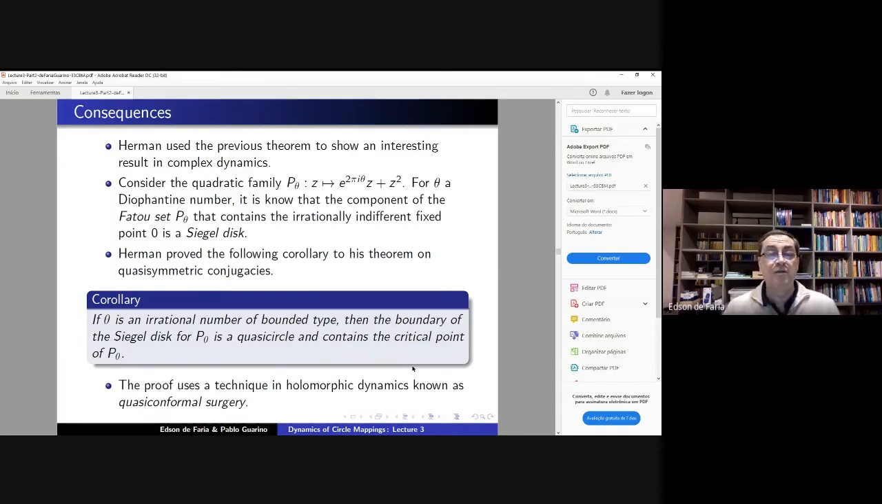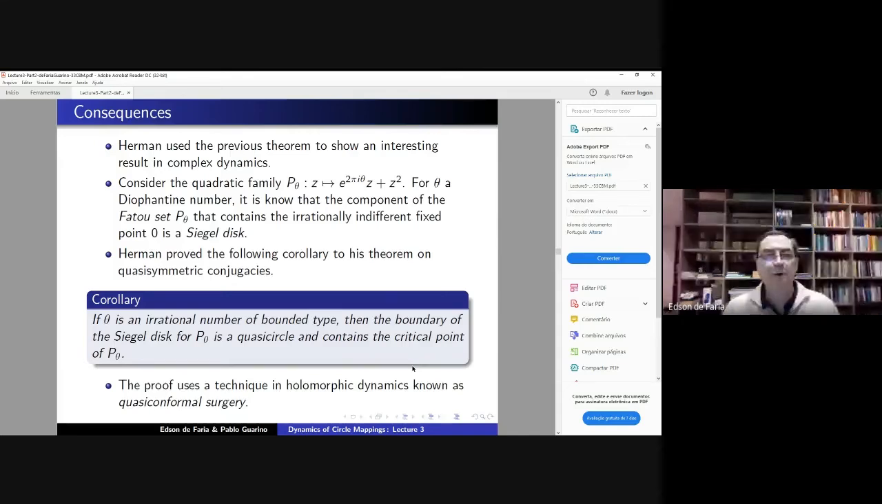The critical point was in the unit circle. So this continues through the surgery, and you get that the polynomial must have a critical point at the boundary of the image of this circle by a quasi-conformal map, which is a quasi-circle. So this is how you prove it. That's a very, very impressionistic idea of how you prove it.